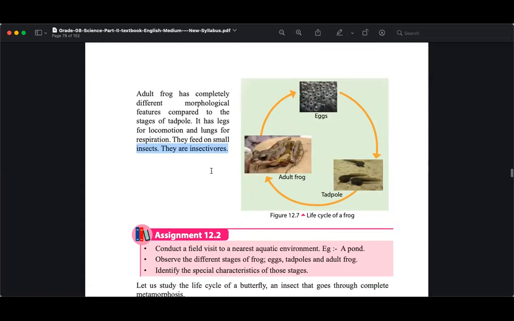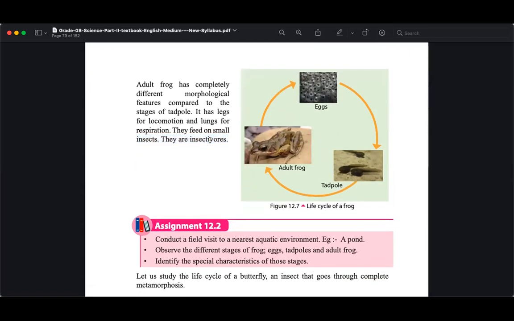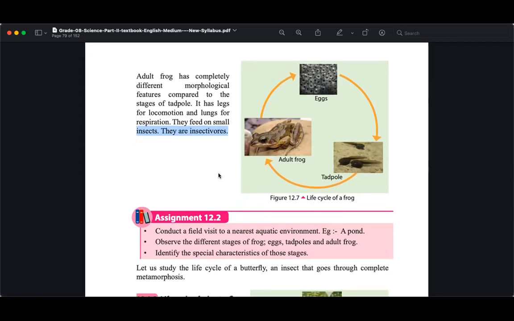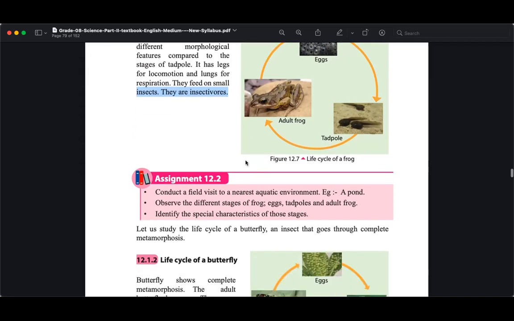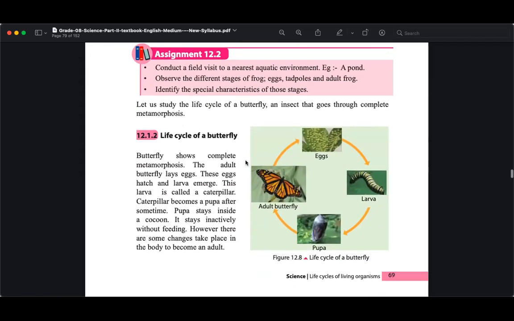Later the duality begins. So we can call it carnivorous, but because it does not depend on flesh, basically it's insectivorous, because it's eating insects using its long tongue, right? I hope that you have seen that in cartoons and all. Very long tongue. Okay, it depends on it.